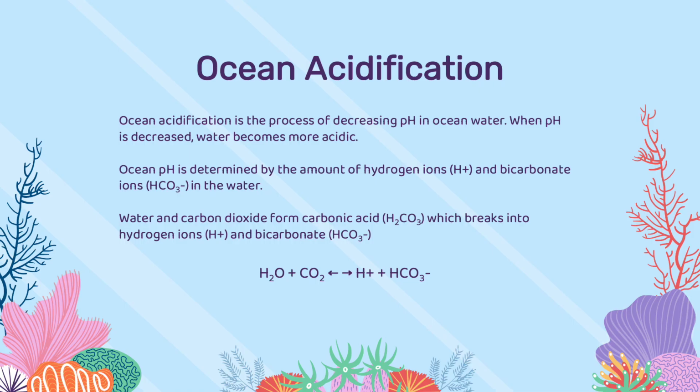Ocean acidification is the process of decreasing pH in ocean water. When this pH is decreased, the water becomes more acidic. This is determined by the amount of hydrogen ions and bicarbonate ions in the water.